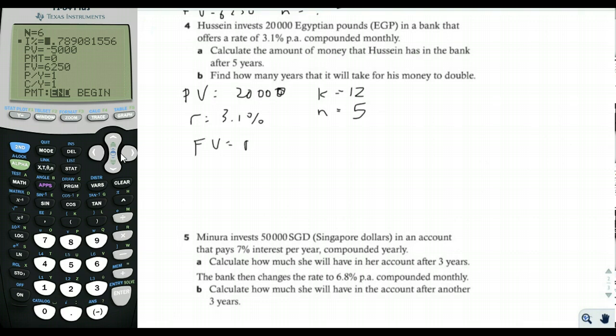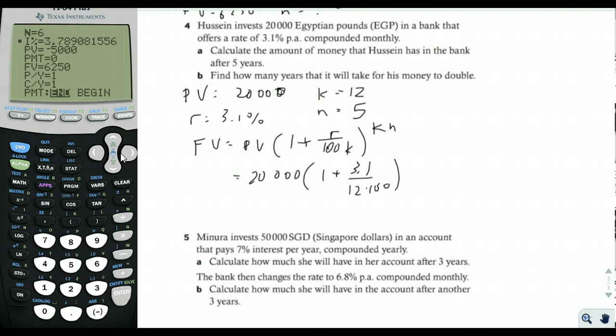So we have FV equals PV times 1 plus R over 100K to the power of Kn. And then PV is 20,000, and it's multiplied times 1 plus 3.1 over 12 times 100, to the power of 12 times 5.